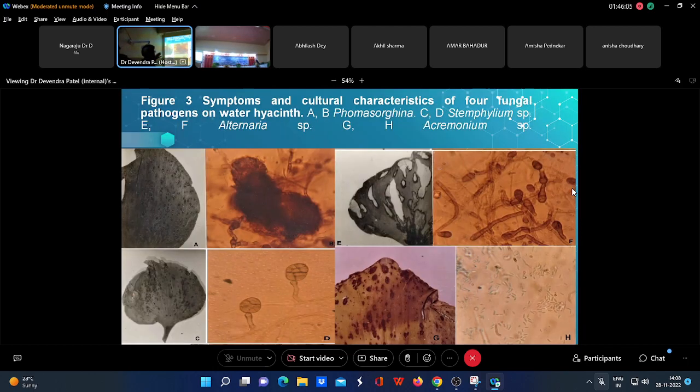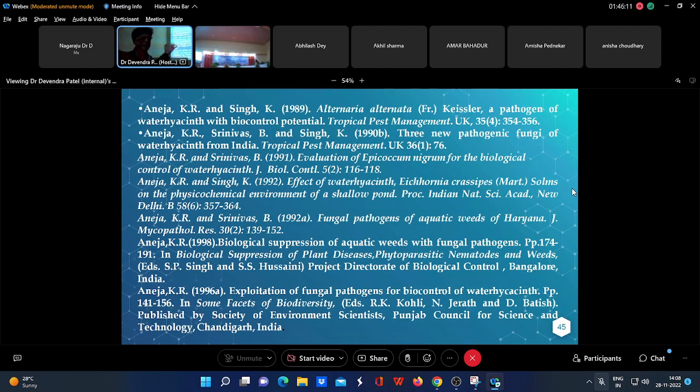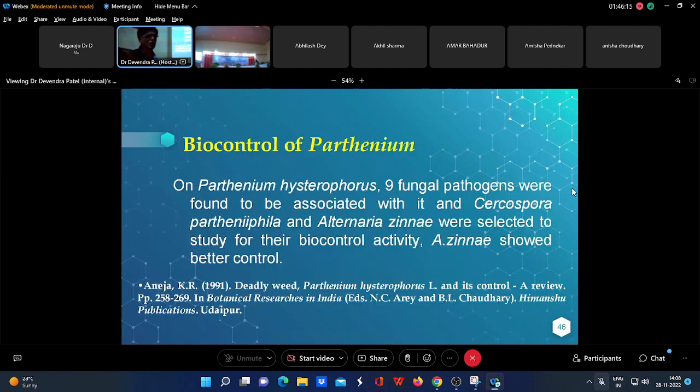These are on the water hyacinth. Next. These are publications. These are the publications on water hyacinth alone. Next. Here is the control of Parthenium.